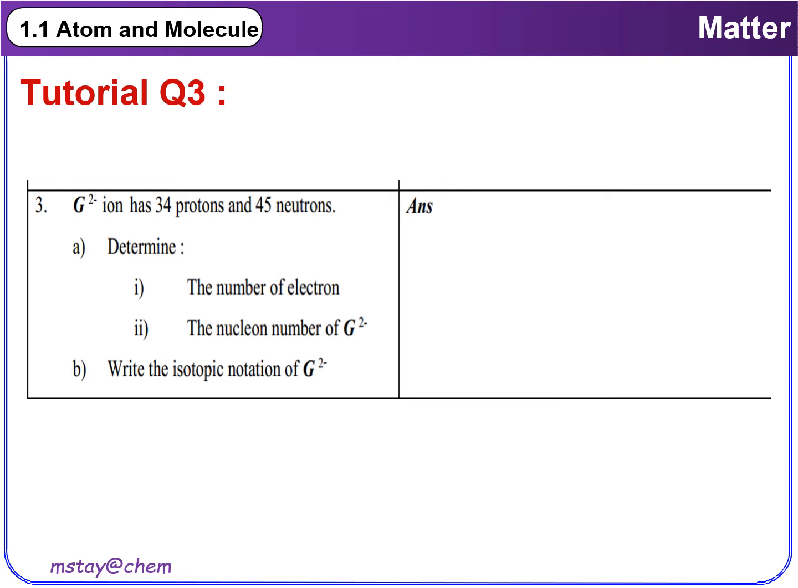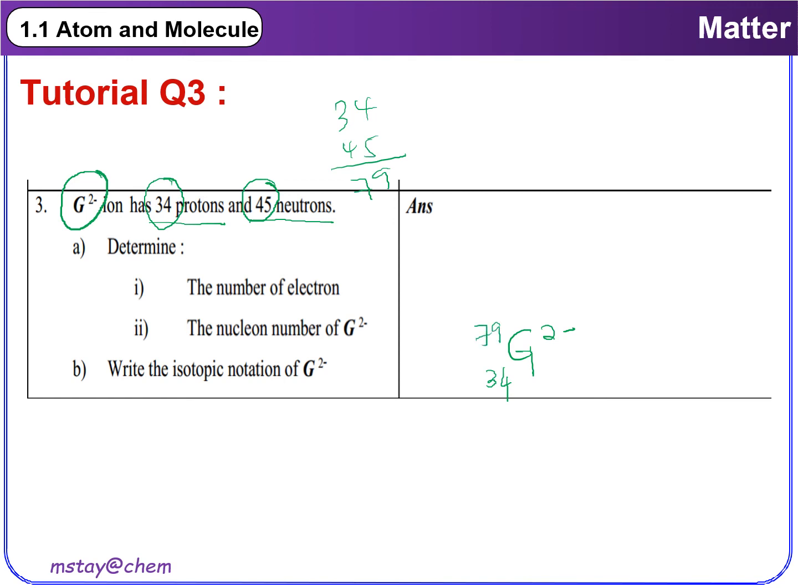Okay, now let's look at question number 3. In this question, they give us an incomplete isotope notation and some information: 34 protons and 45 neutrons. Let's use this information to make it more complete. So we have G, 2 negative, and 34 protons, so I'm going to put 34 at the bottom here. Then the nucleon number is protons plus neutrons, so 34 plus 45, which is 79.